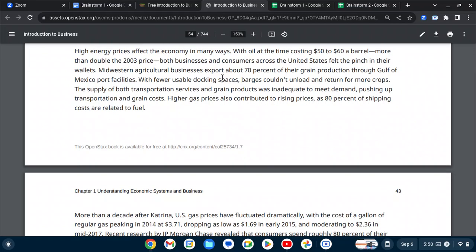High energy prices affect the economy in many ways, with oil at the time costing $50 to $60 a barrel, more than double the 2003 price. Both businesses and consumers across the United States felt the pinch in their wallets. Midwestern agricultural businesses export about 70% of their grain production through Gulf of Mexico port facilities. With fewer usable docking spaces, barges couldn't unload and return for more crops. The supply of both transportation services and grain products was inadequate to meet demand, pushing up transportation and grain costs. Higher gas prices also contributed to rising prices, as 80% of shipping costs are related to fuel.